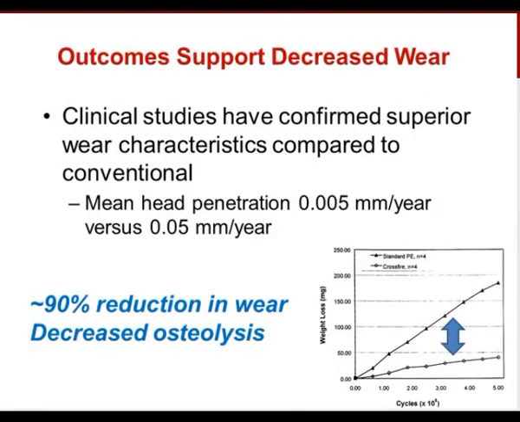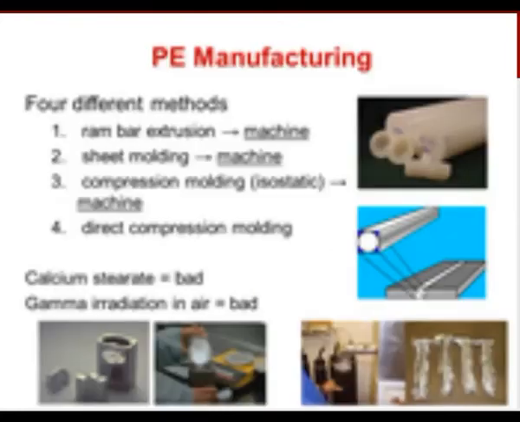Now, the clinical outcomes looking at cross-linked polyethylene clearly support decreased wear in vivo. A number of clinical studies have confirmed superior wear characteristics of highly cross-linked poly compared to conventional polyethylene. Approximately a 90% reduction in the wear and dramatically reduced rates of osteolysis.